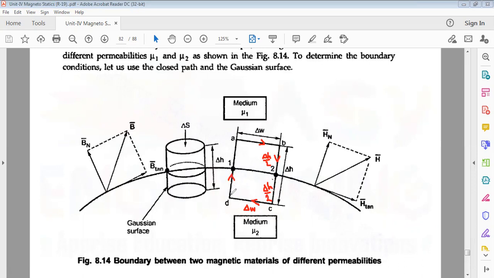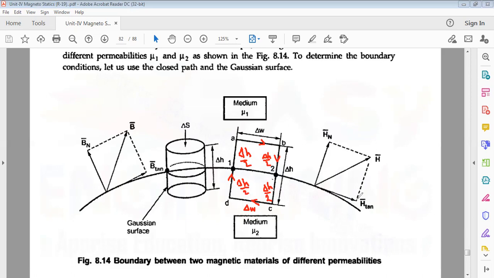Here also, half of the height is in medium 1, which is delta h by 2, and half is in medium 2, another delta h by 2. The total height of D to A is delta h.